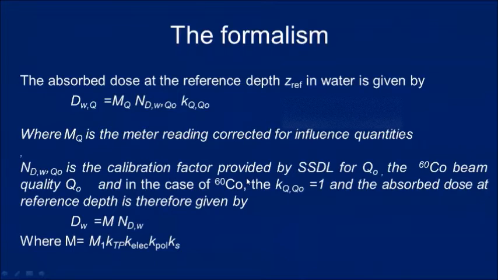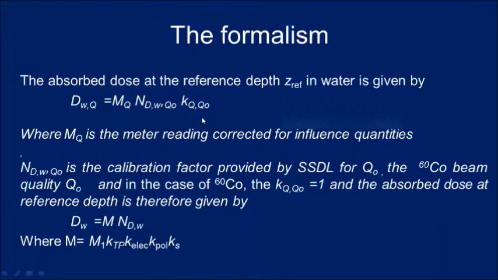Let us go on to the formalism. The absorbed dose at reference depth, Z reference, is given by dose to water for the particular energy, which is given by the meter reading for that energy corrected for influence quantities, multiplied by NDW, that is the calibration factor for reference energy, multiplied by the KQQ0, which converts this reference energy calibration factor to the energy of the user.